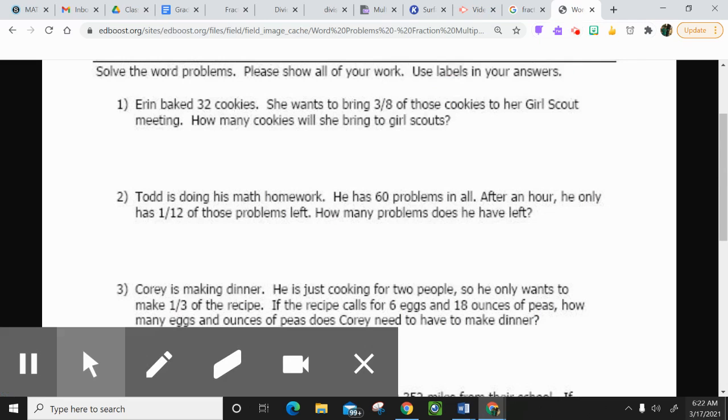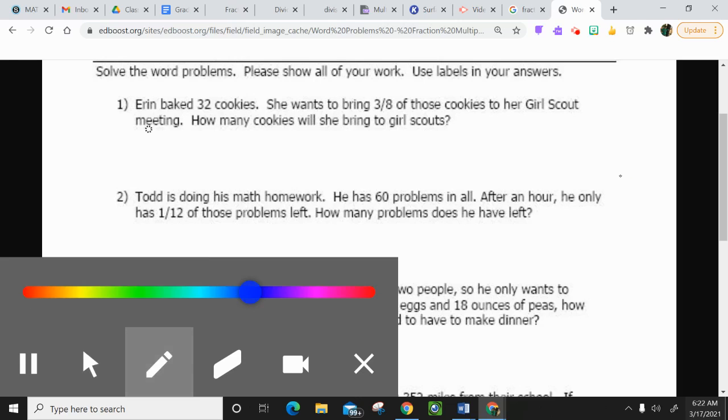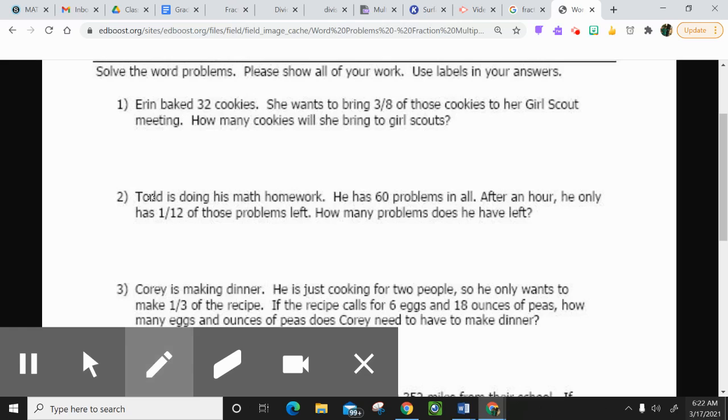Okay, we're going to start with some word problems that have whole numbers and fractions. So 1, 2, and 3 we're going to go through, kind of set up and do 1 for you, and then 2 and 3 the video will pause and you'll have to solve those on your own.